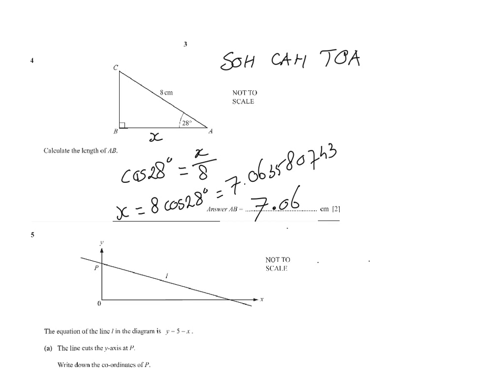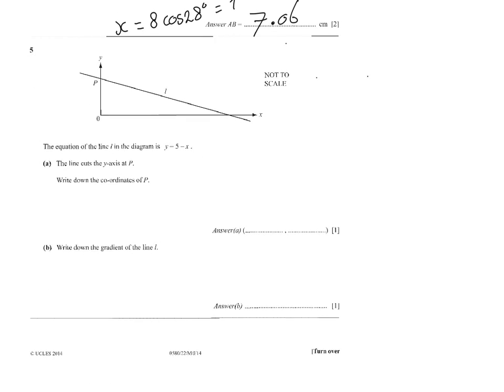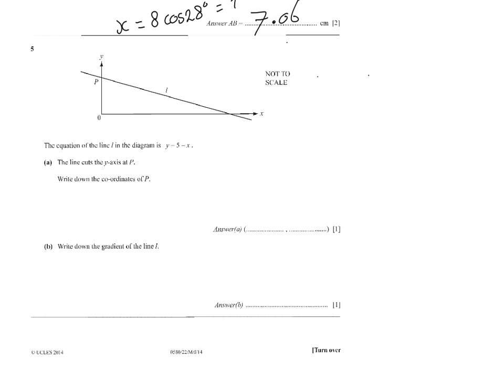Okay. Moving on to question 5. There we go. What is going on in question 5? I see some sort of line there. Beautiful. The equation of the line L in the diagram equals 5 minus x. Now I am already going to say minus x plus 5, because I'm so used to writing equations of lines in gradient intercept form. That makes the most sense to me. So I'm just switching them.